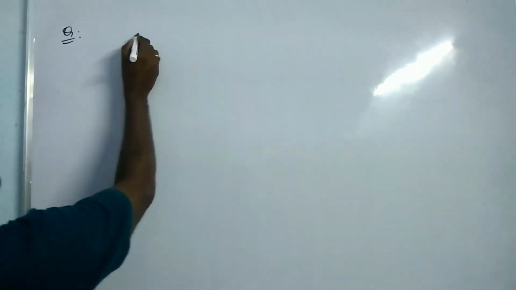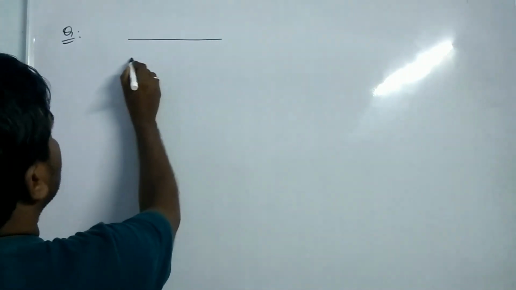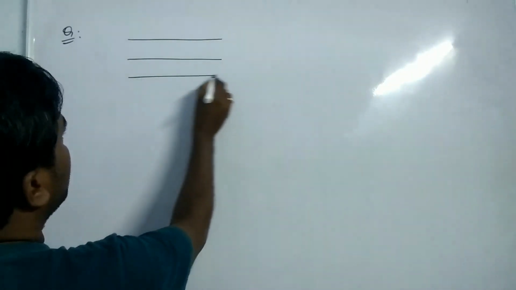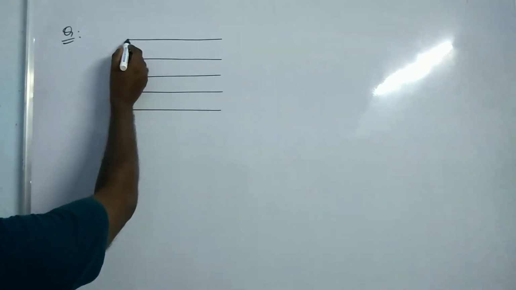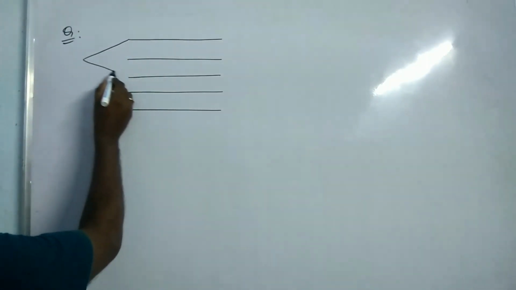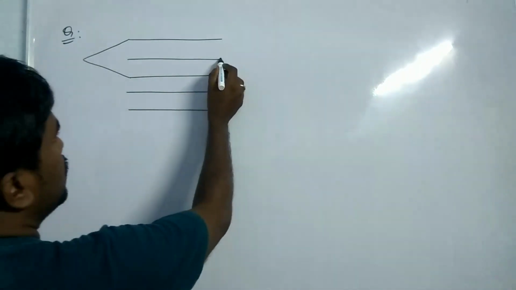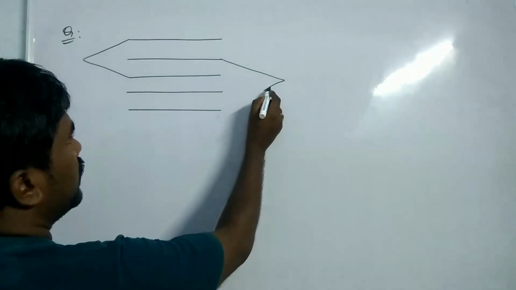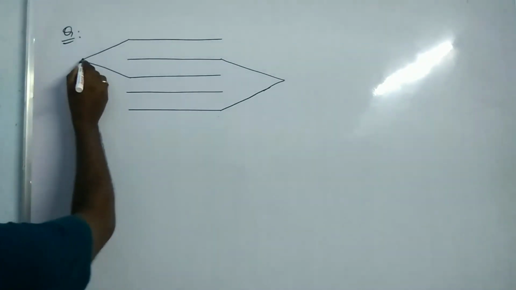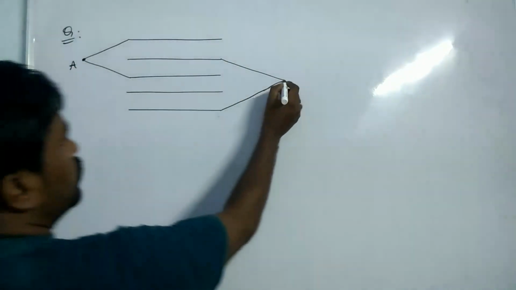Here these are the plates of a capacitor. How many plates are there? 1, 2, 3, 4, 5. So the first plate and the third plate are connected, and the second plate and the fifth plate are connected. So this is point A here and this is point B here.